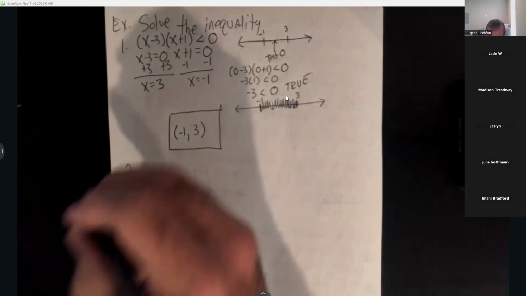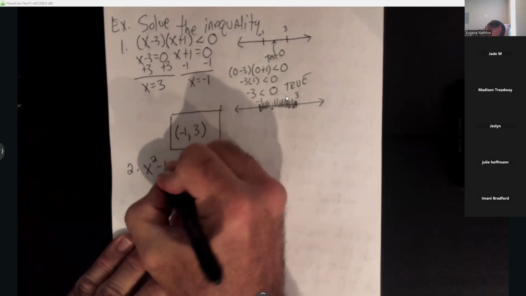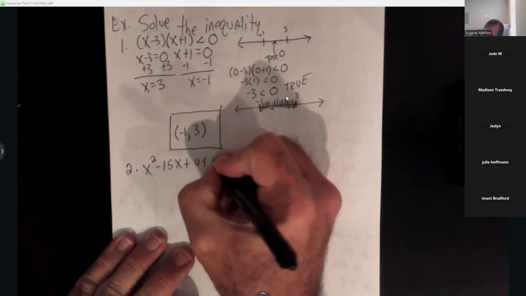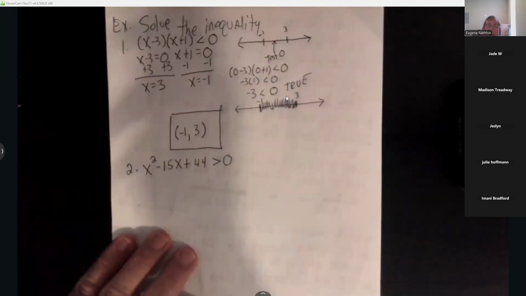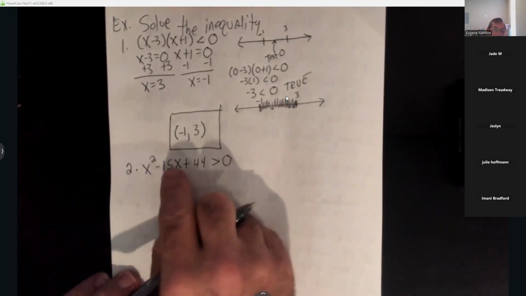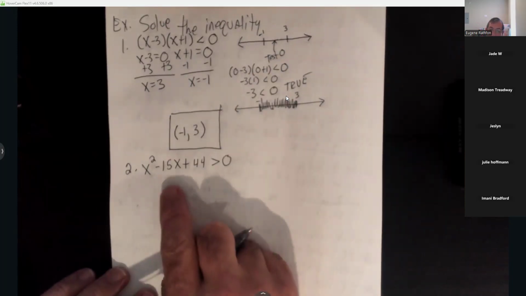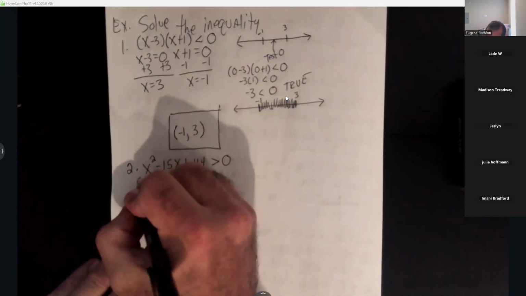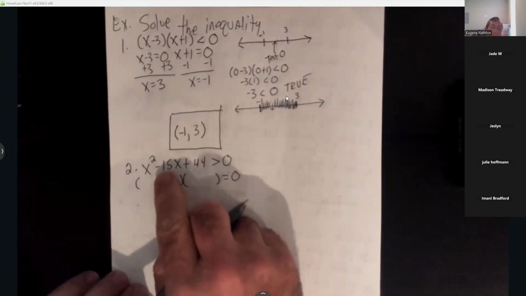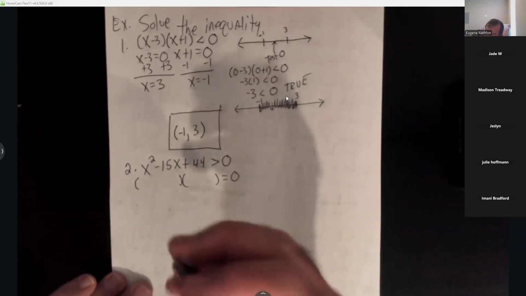All righty, let's try another one. X squared minus 15x plus 44 greater than 0. So what they're going to do on these is they're going to do different types of equations that you got to solve. So I'm going to solve this by factoring and setting it equal to 0. Or you could graph that, remember. Graph it and find out where it crosses the x-axis.